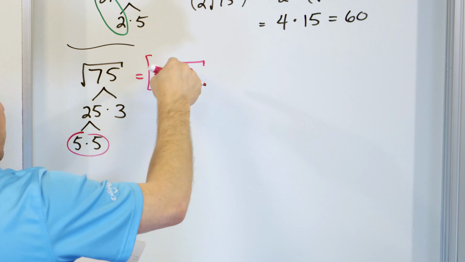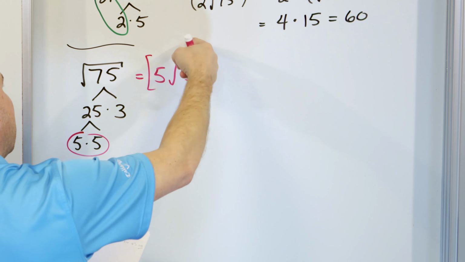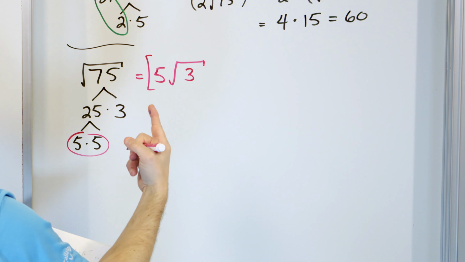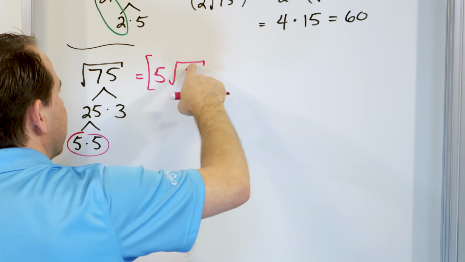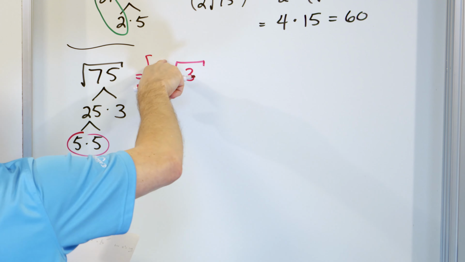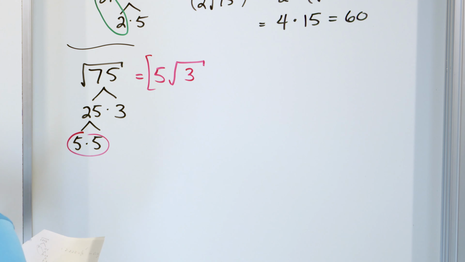And by the same thing, if you square this, the square would square the 5, making 25. The square would cancel the square root, giving you 3. 3 times the 25 gives you the 75. That's why that's the correct answer.